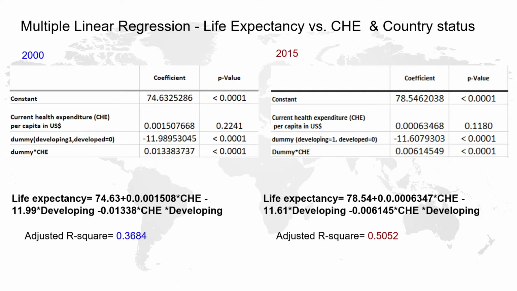After this, we carried out some multiple linear regression of life expectancy versus current health expenditure and the status of a country. In this, we used current health expenditure, we used a dummy variable which showed whether the country was developed or developing, and we also used an interaction variable where we multiplied the dummy variable with the current health expenditure.